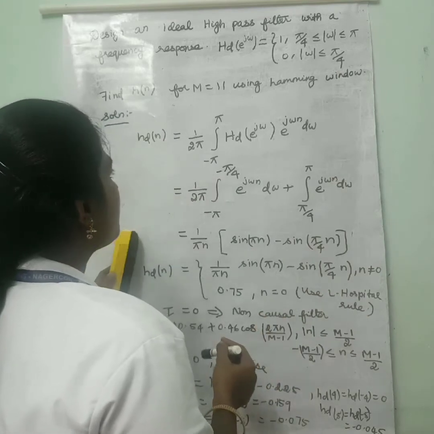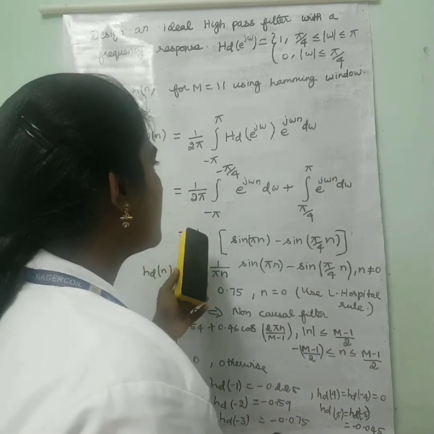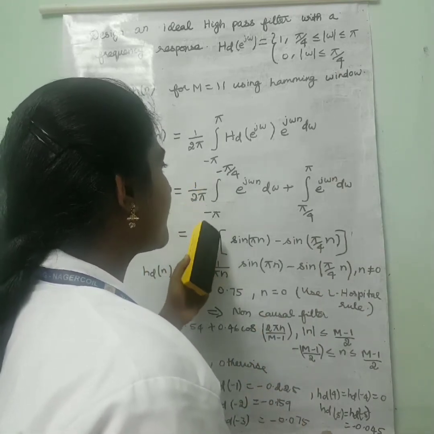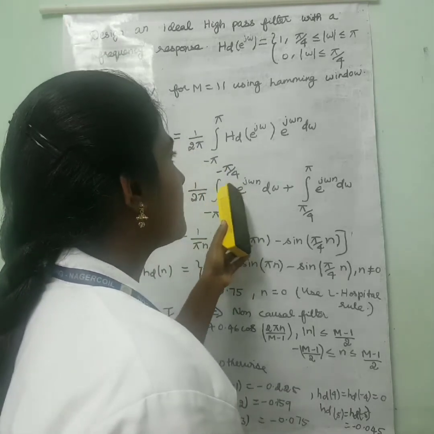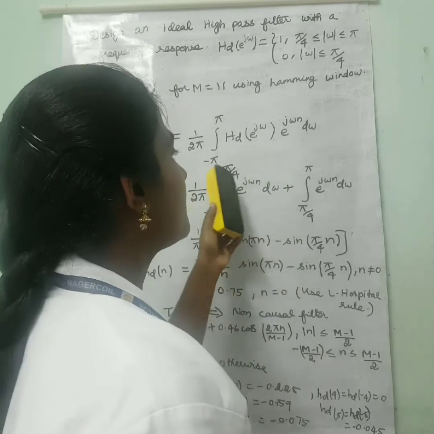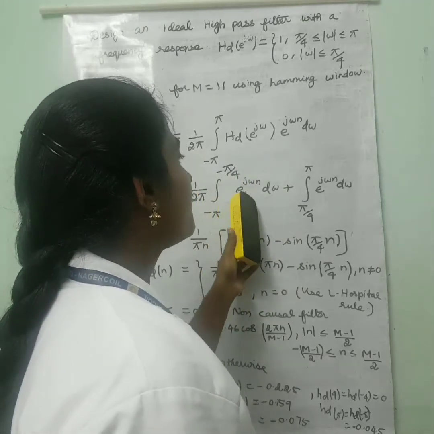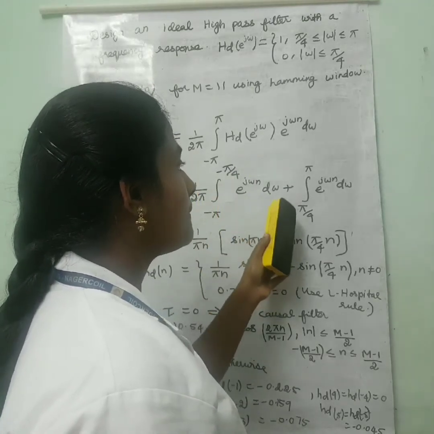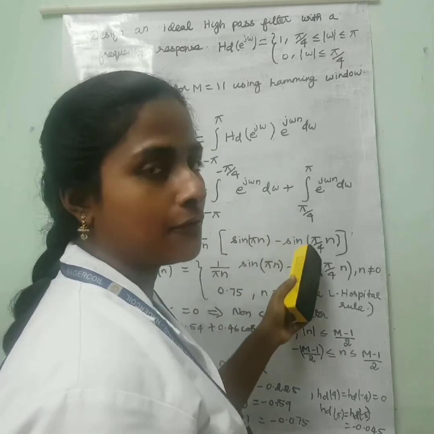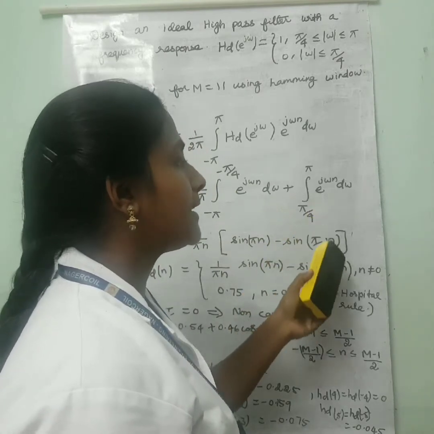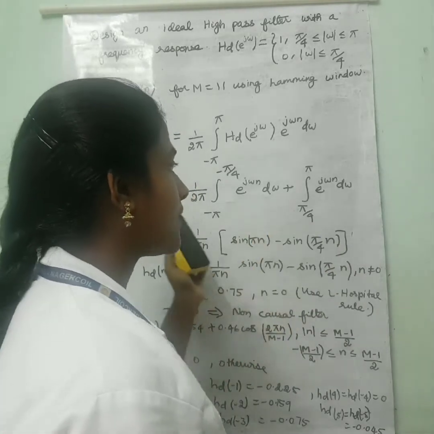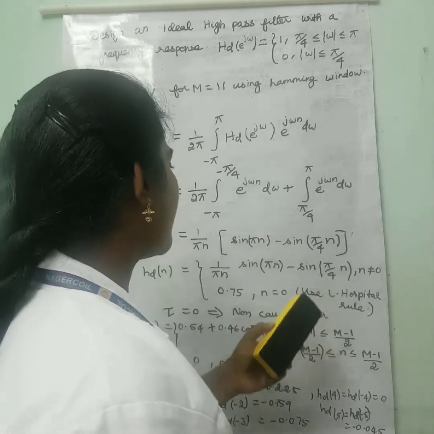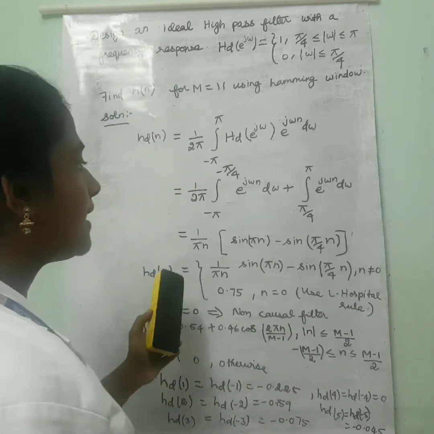So you will get Hd of n is equal to 1 by 2 pi integral minus pi to minus pi by 4 e power j omega n, since Hd of e power j omega is 1, into d omega, plus integral pi by 4 to pi e power j omega n into d omega. Next you can integrate this function with respect to omega and you can substitute the limit.